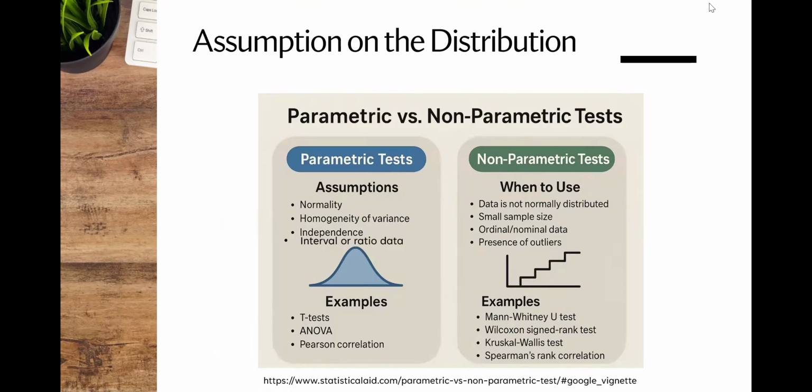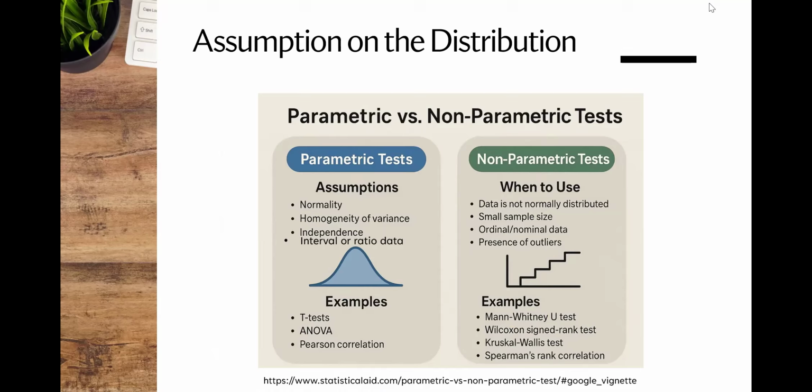Let's have a few words on the assumption on the distribution. And here we see the terms parametric versus non-parametric tests. Simplistically speaking, parametric tests make many assumptions that the sample is large enough, it's big, that there's normality of the distribution, there's homogeneity of the variance, and there's independence. And the parametric tests usually deal with interval or ratio data. And examples of these are common tests that we hear: t-tests, ANOVA, Pearson correlation.